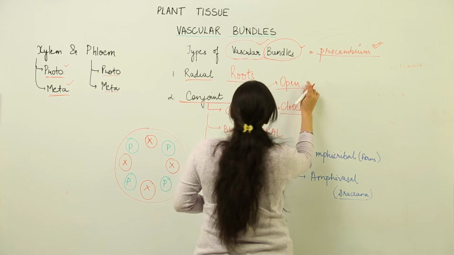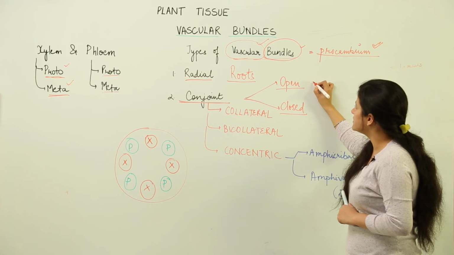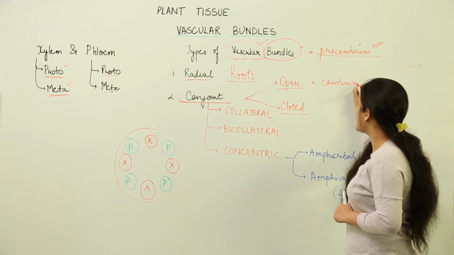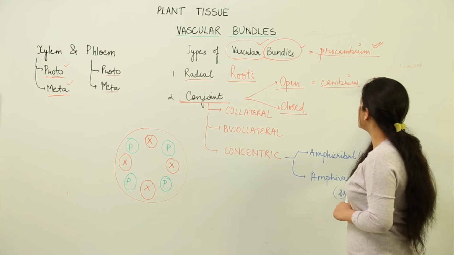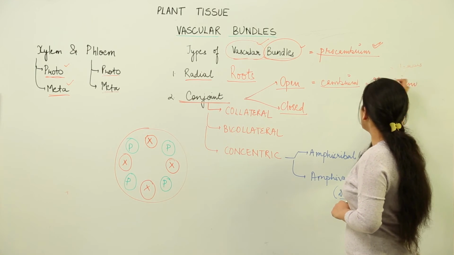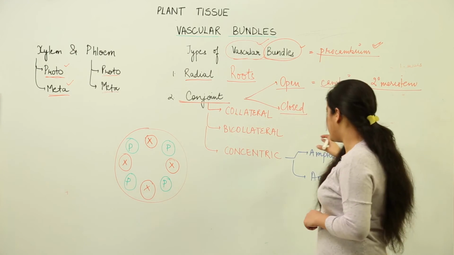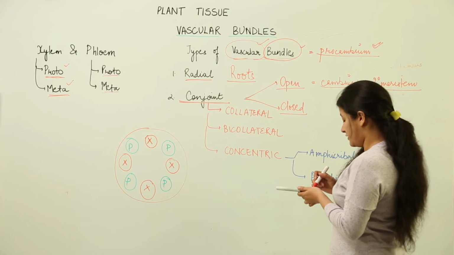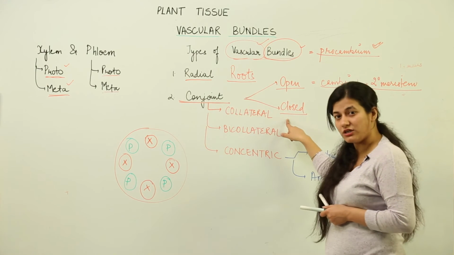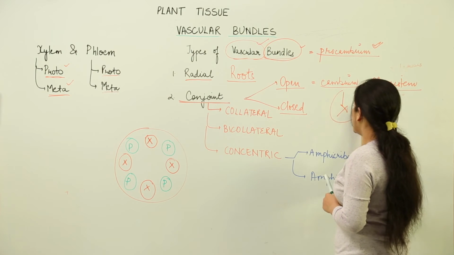When I talk about open conjoint vascular bundles, I am talking about the presence of cambium inside them. Now, what is cambium? Cambium is the secondary meristem which would later on give rise to secondary xylem and secondary phloem, and this would be responsible for the increase in girth of a plant. When I talk about closed conjoint vascular bundle, then the cambium is absent. There would be no cambium over here.